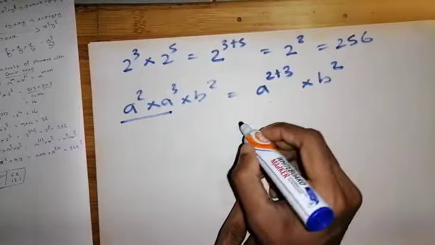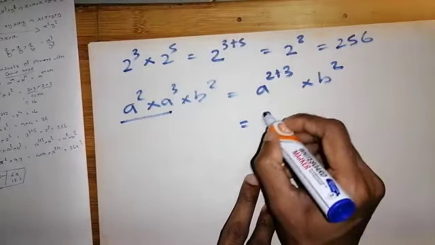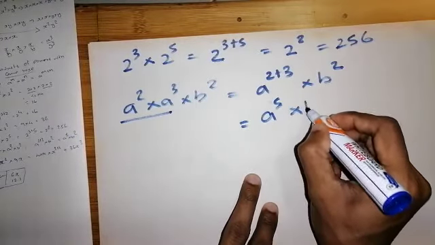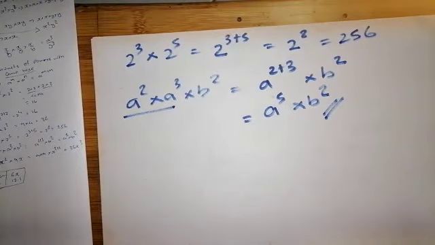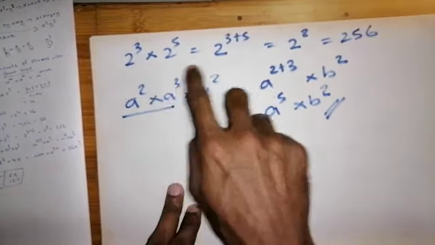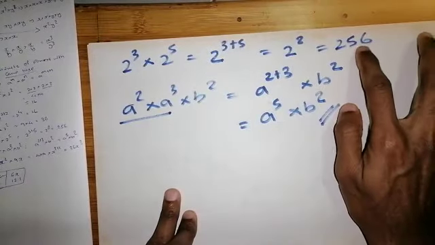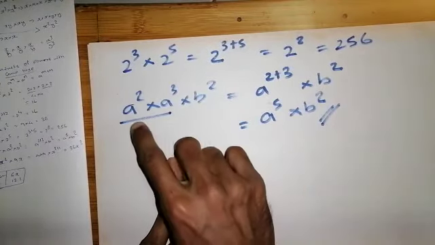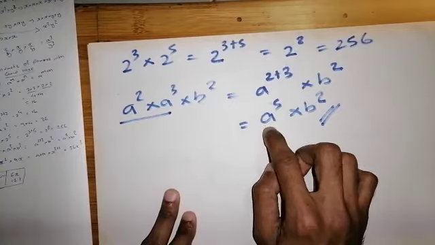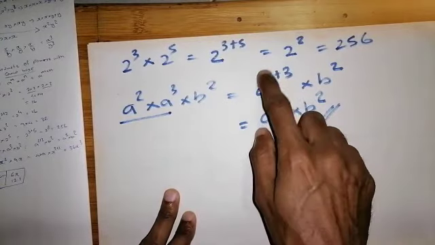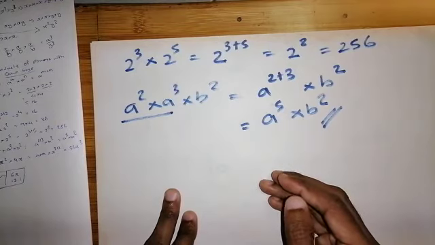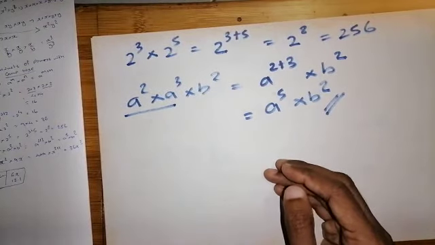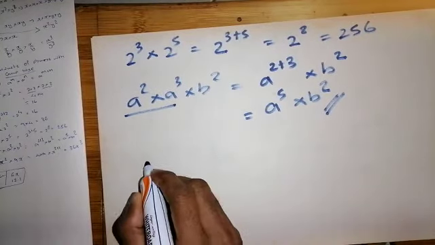So what about a now? a to the power 5 into b squared. So that is our final answer. When it comes to numerical values, numbers, we should find the value. When it comes to algebraic terms, we just simplify the index only, because we don't have the answer as a numerical value.